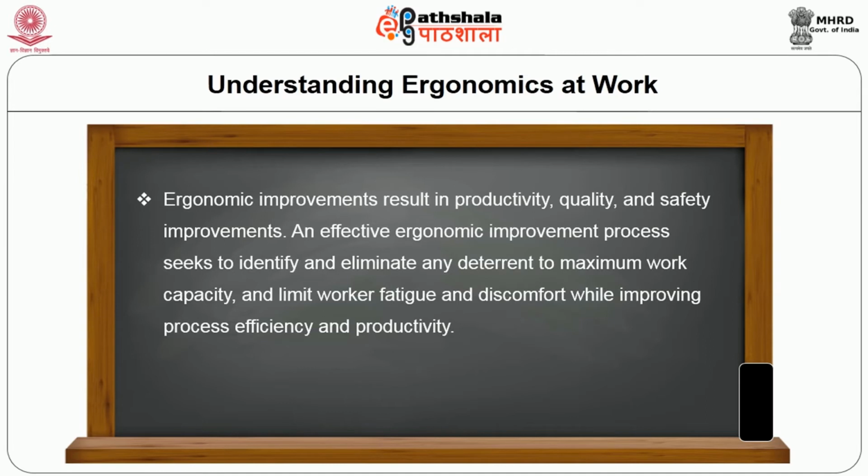An effective ergonomic improvement process seeks to identify and eliminate any deterrent to maximum work capacity and limit worker fatigue and discomfort while improving process efficiency and productivity. How could you reduce the worker fatigue? As we were discussing right from the beginning, it could be about making the workplace more comfortable, the machine suitable for the worker, and considering the limitations or capabilities of the worker. All three sides of the triangle have to be worked on and given importance and consideration.